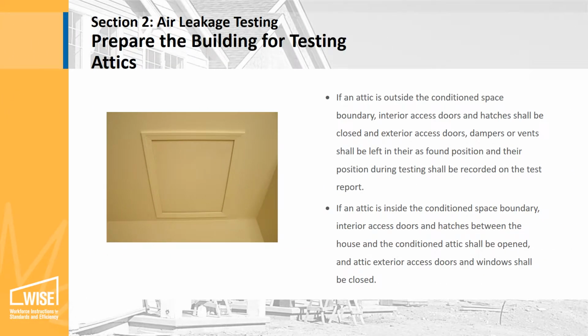If an attic is outside the conditioned space boundary, interior access doors and hatches shall be closed, and exterior access doors, dampers, or vents shall be left in their as-found position, and their position during testing shall be recorded on the test report. If an attic is inside the conditioned space boundary, interior access doors and hatches between the house and the conditioned attic shall be opened, and attic access doors and windows shall be closed.